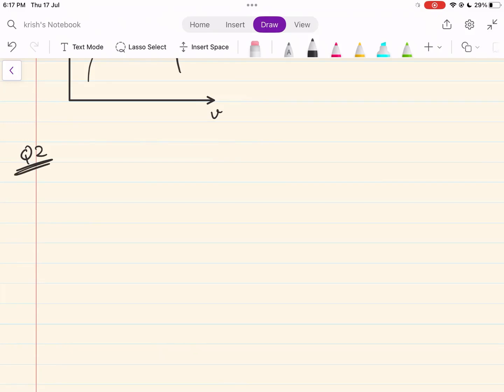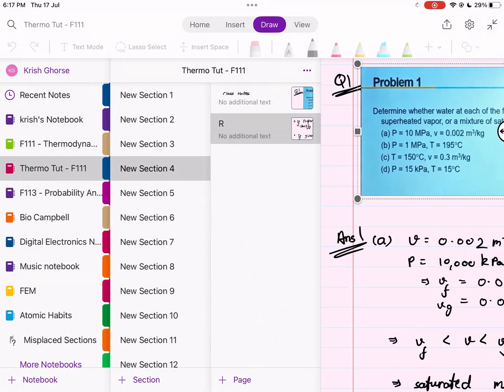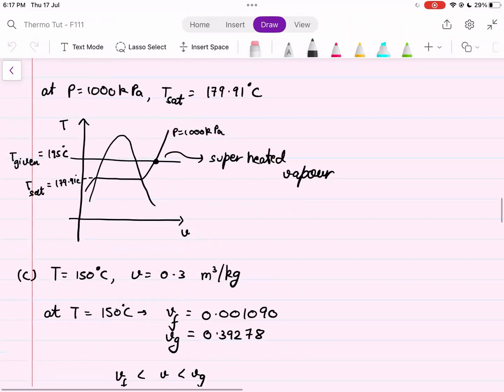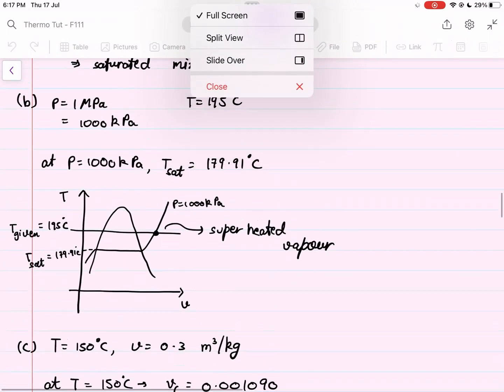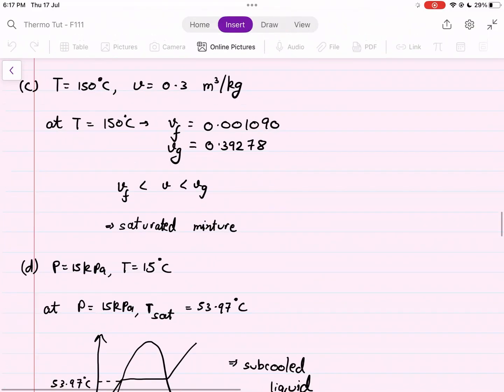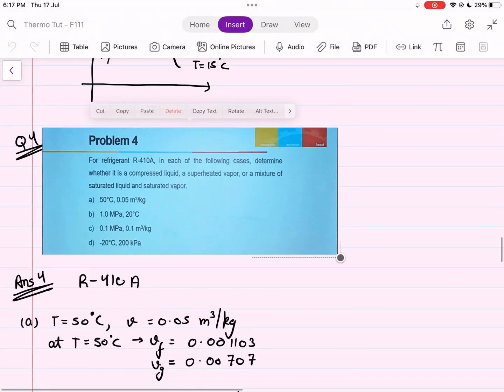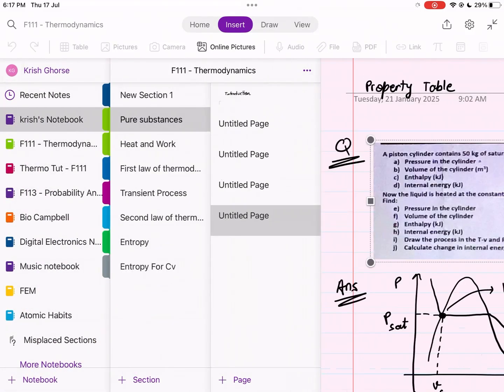Now let us move on to question number 2, which is for a different fluid. If it is for a different fluid, that means we will have to refer to a different table. However, all of the data is presented in the same format and in the same general formula we are used to.